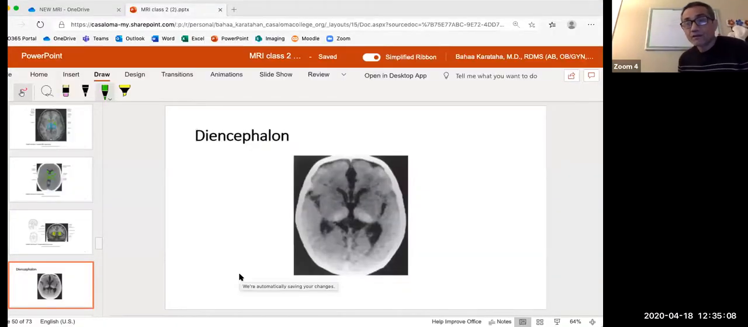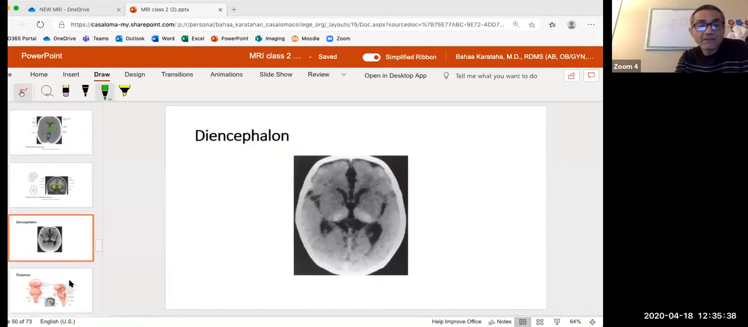So previously I said your brain consists, from superior toward inferior, of the right and the left cerebral hemisphere. If you go further down, you're going to see the diencephalon. If you go further down, you're going to see the brainstem, and toward the most posterior, you are going to see the cerebellum. We did talk about the right and the left cerebral hemisphere. Next, we're going to talk about the diencephalon.